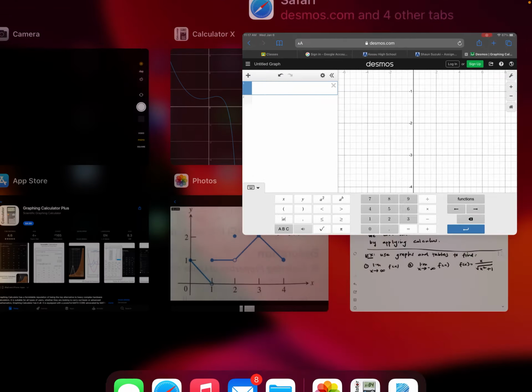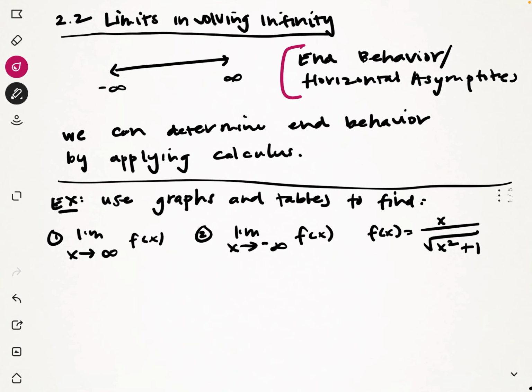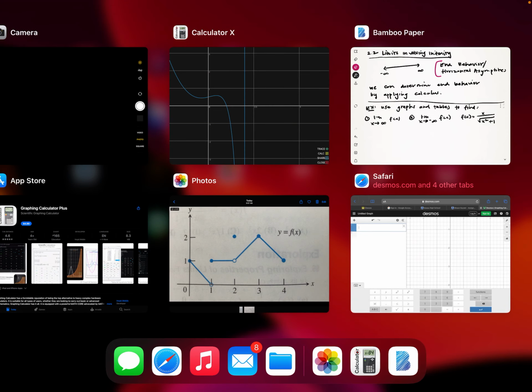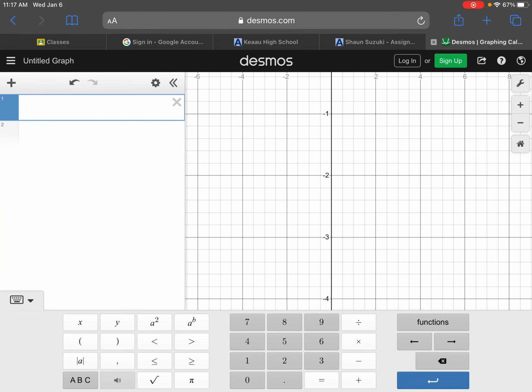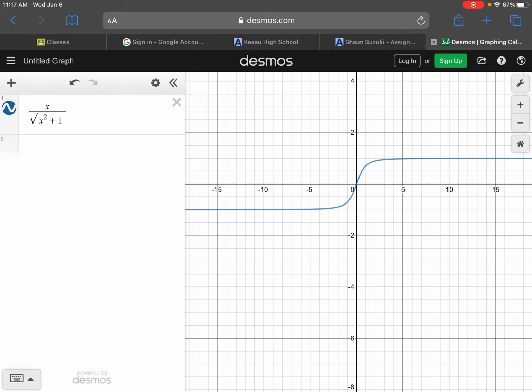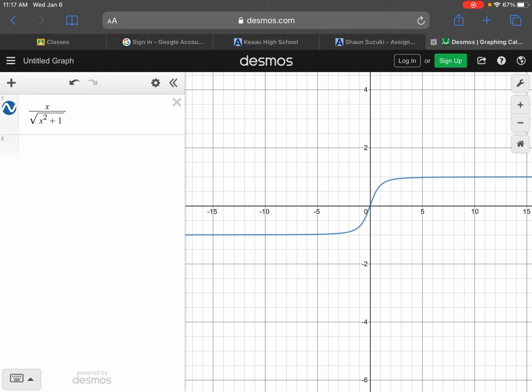Sorry, x over the square root of x squared plus 1. Okay, so we're going to do x divided by the square root of x squared plus 1. Okay, so that shows us our graph.